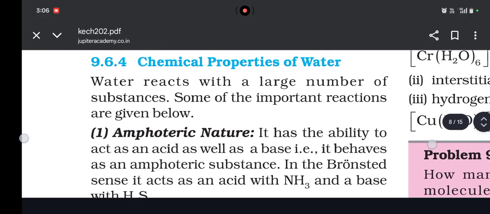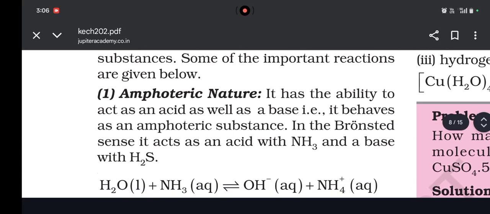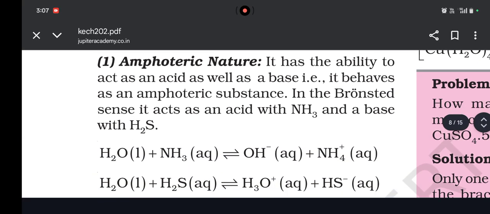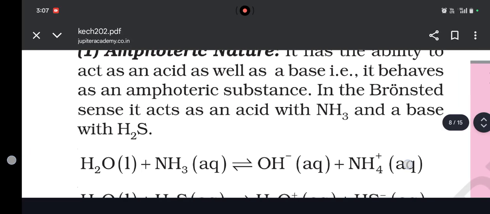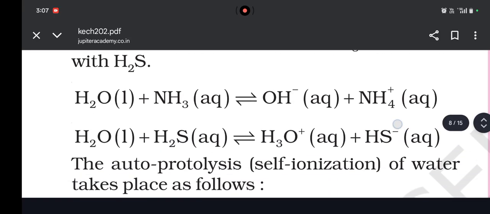Chemical properties of water. Water reacts with a large number of substances. Some of the important reactions are given below. First, amphoteric nature. It has the ability to act as an acid as well as a base, that is, it behaves as an amphoteric substance. In the Bronsted sense, it acts as an acid with NH3 and a base with H2S. We can see the reaction.